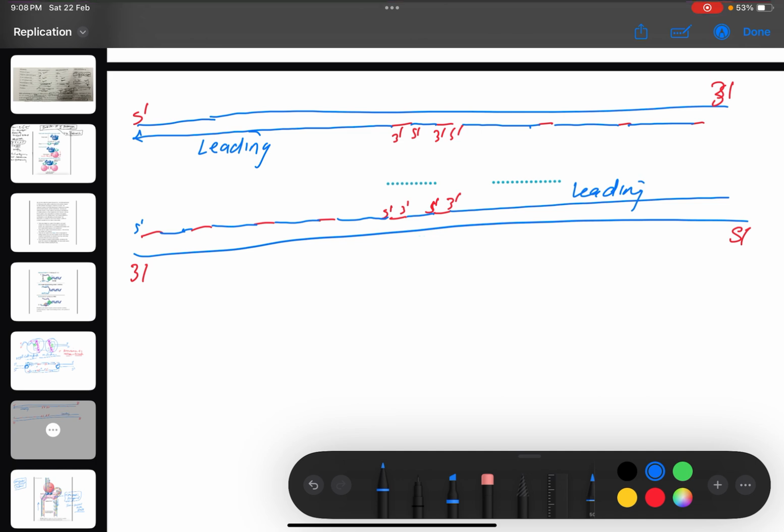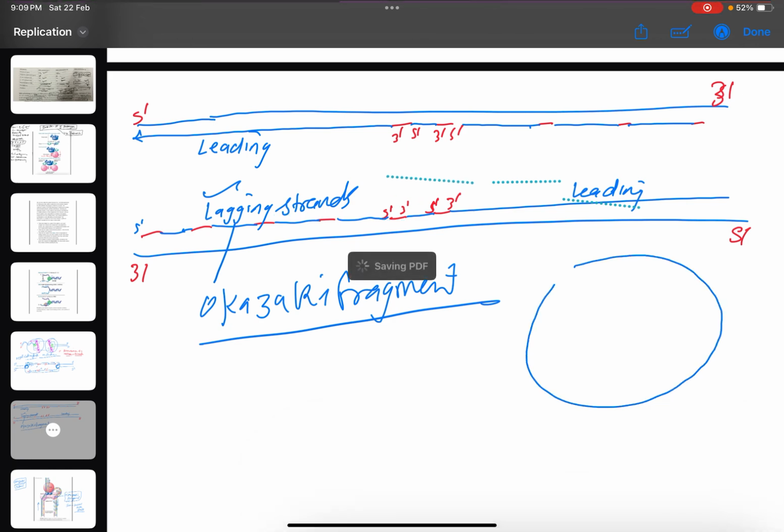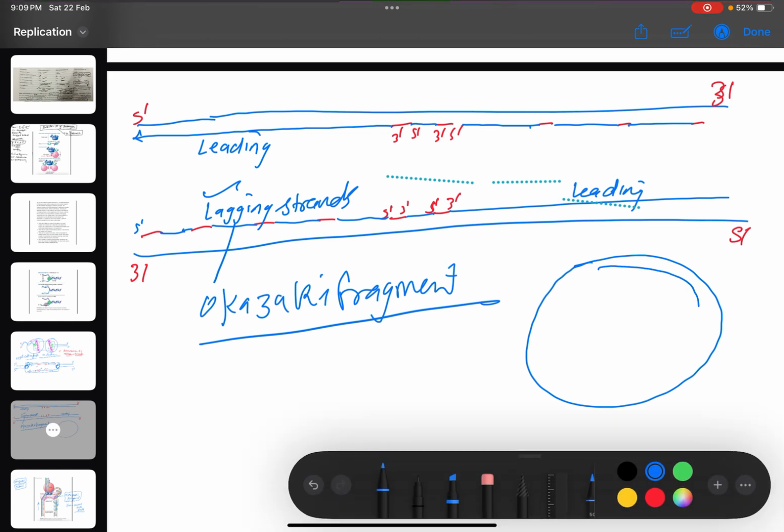And these small fragments which contain the RNA and DNA hybrids are known as the lagging strands. It is known as the lagging strand. That is also known as the Okazaki fragment. Now, as I already told, the DNA of a prokaryotic cell or Escherichia coli is circular.